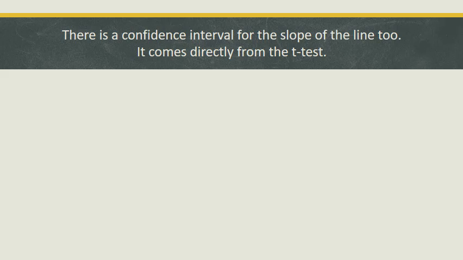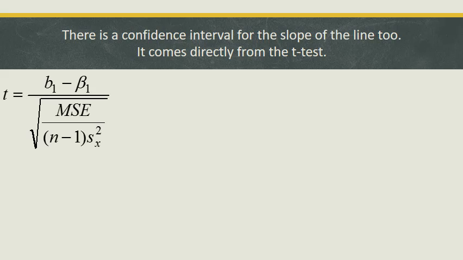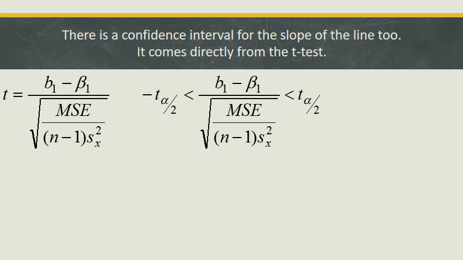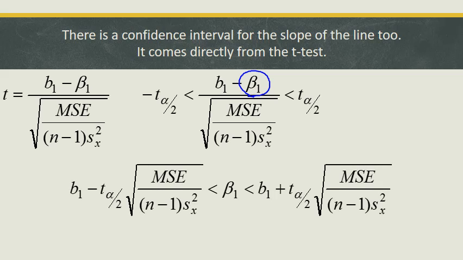There is one more interval to consider, and that is the confidence interval of the slope coefficient of the line. This comes directly from the t-test in the last video, so it does have some usefulness after all. The first step is to find the middle area of the t-distribution, and this depends on the confidence level and degrees of freedom. Next, we just need to solve for beta 1, the unknown slope coefficient, in the middle of the inequality. This is a process we've done plenty of times in the past, so the math should be familiar. And we end up with this expression.